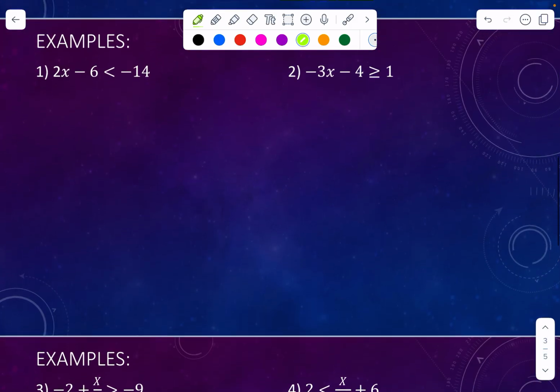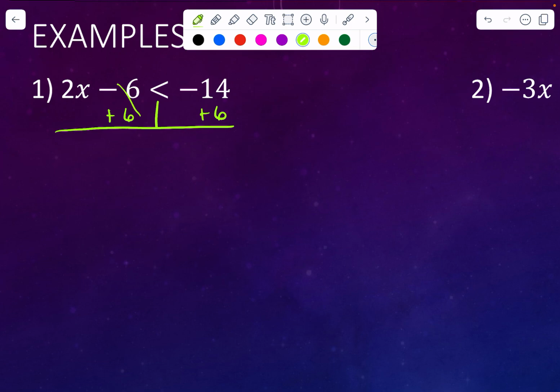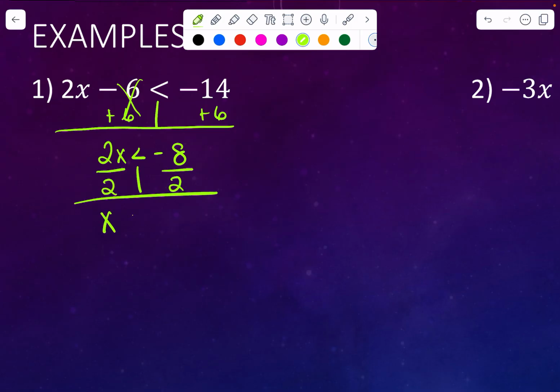So here we go. Let's try this. So we're going to start here on number 1. I have 2x minus 6 is less than negative 14. So the first thing I'm going to do is I have to get rid of the 6. So I'm going to add 6 to both sides. So that gives me 2x is less than negative 8. Then I'm going to divide by 2. X is less than negative 4.